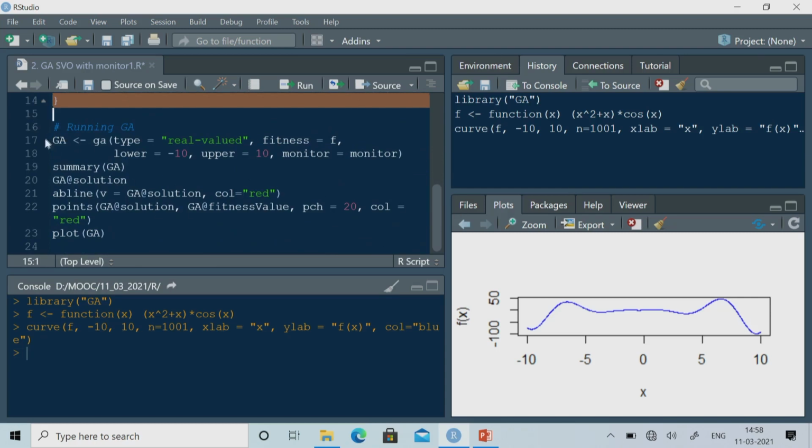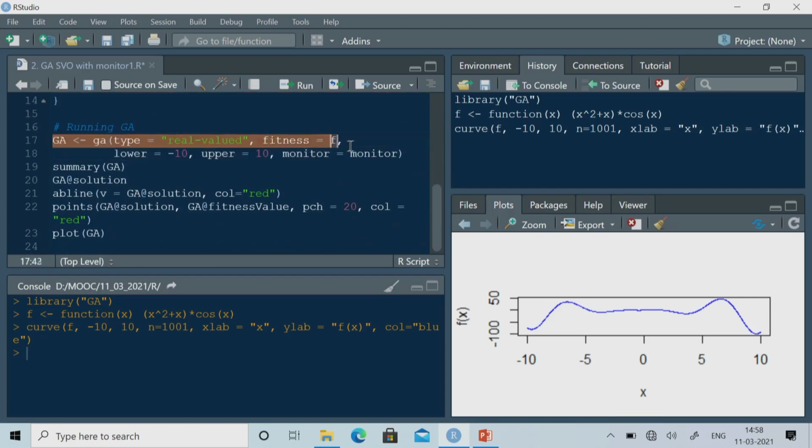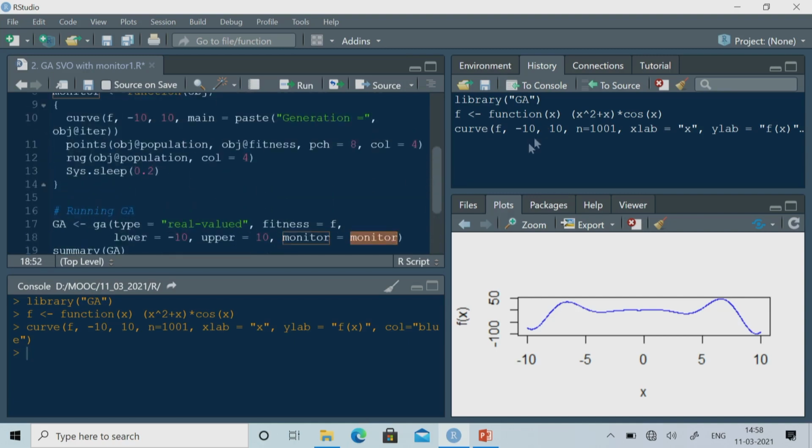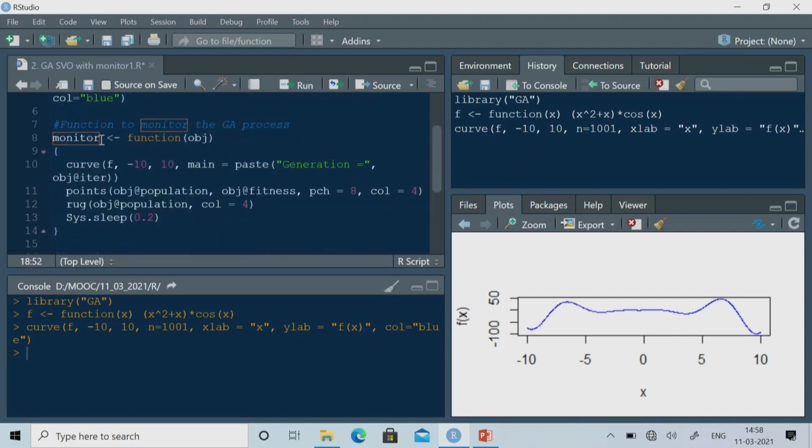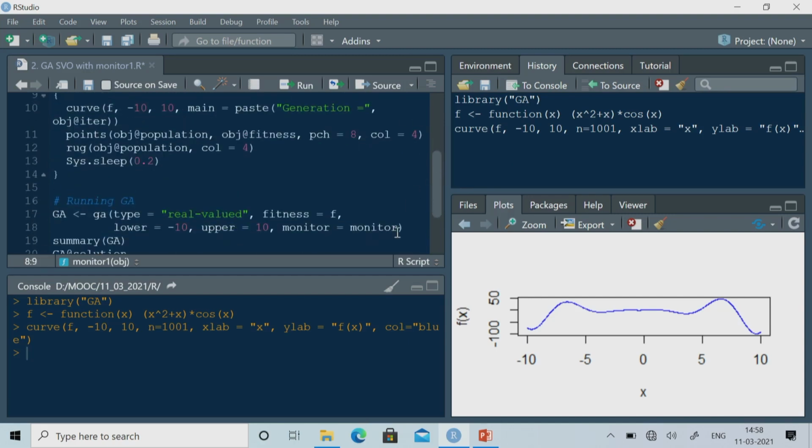Now I have written the GA function. What is the difference? Here I am using real valued again, the fitness value is f, lower bound is -10, upper bound is 10. The only difference is that now I would like to monitor the processes. Therefore, I am writing monitor equal to monitor. Here monitor is a function, whatever function name you have given. Suppose I change this monitor to monitor1, then in that case you have to write 1 here.